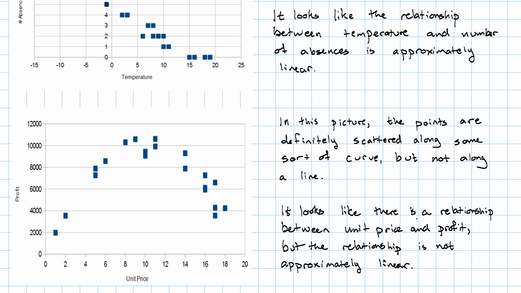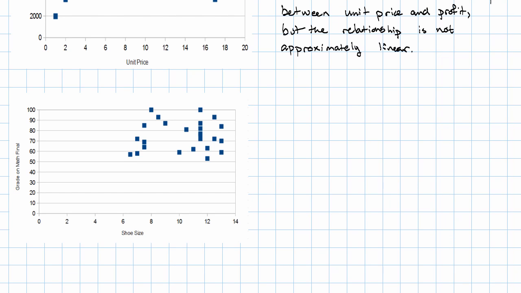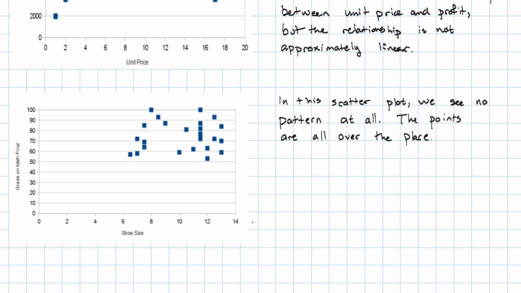Let's look at one more scatter plot. In this scatter plot, we see a relationship between students' shoe size and their grade on their math final. As you might guess, we don't actually see any relationship here, right? These dots are just scattered all over the place. We see no pattern at all. In this graph, we see no relationship between shoe size and math final grade.